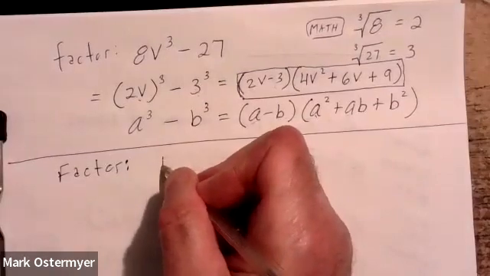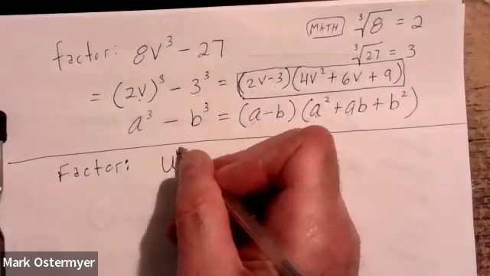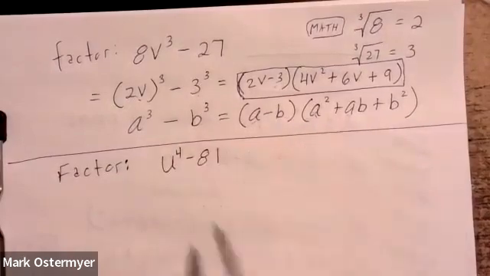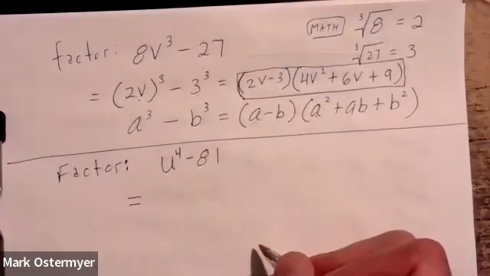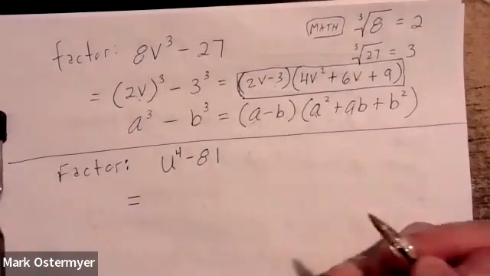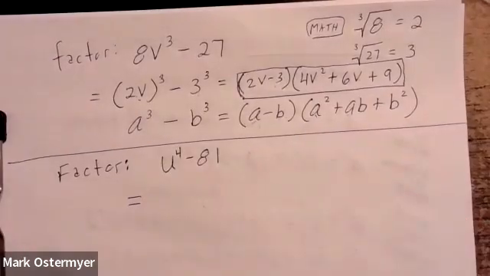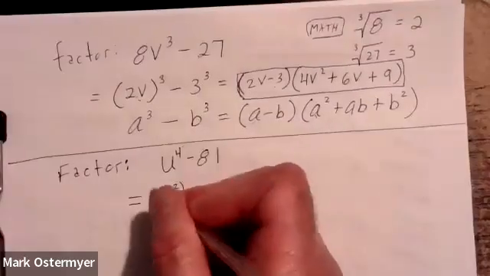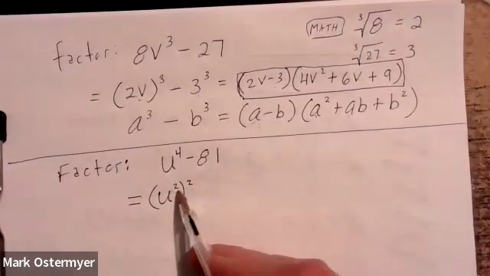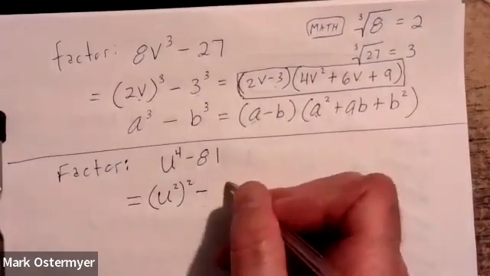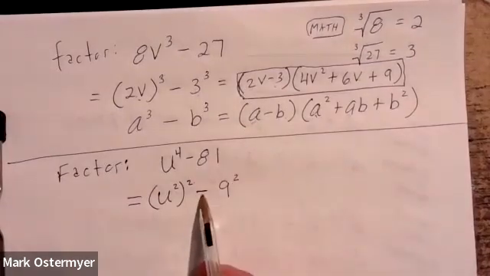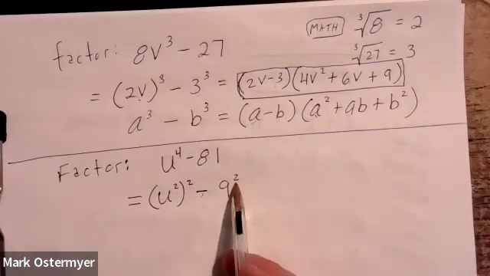How about u to the 4th power minus 81? What do I got going on with this one? It's a binomial. Is it the difference of squares or cubes? What do you think? Squares. Yes, u to the 4th power is really the square of u squared. Remember, when you raise a power to a power, you multiply the exponents. And 81 is a perfect square of 9. So you can clearly see we do have the difference between perfect squares.